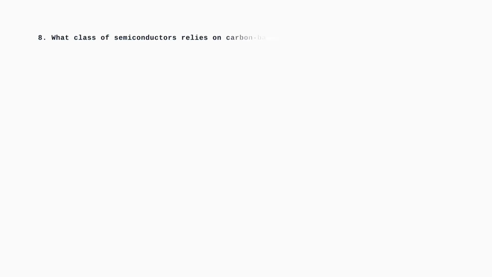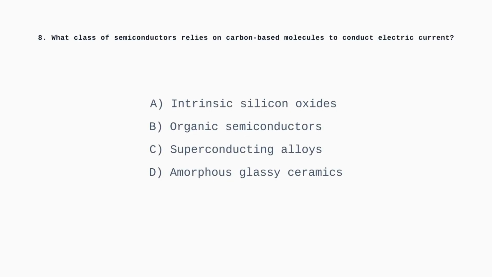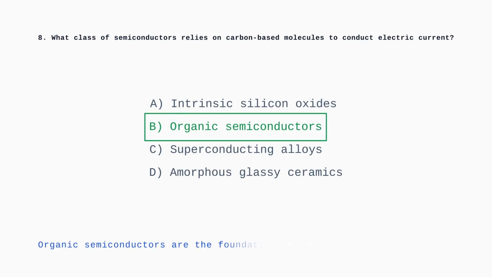Question 8. What class of semiconductors relies on carbon-based molecules to conduct electric current? Organic semiconductors utilize conjugated carbon molecules or polymers to transport charge, enabling flexible displays and solar cells.